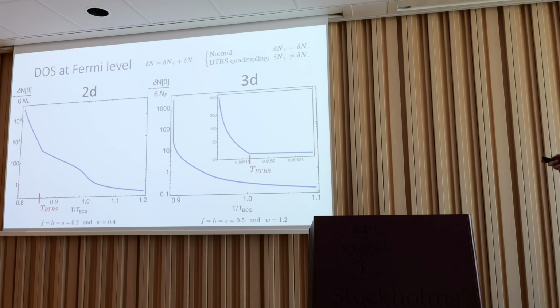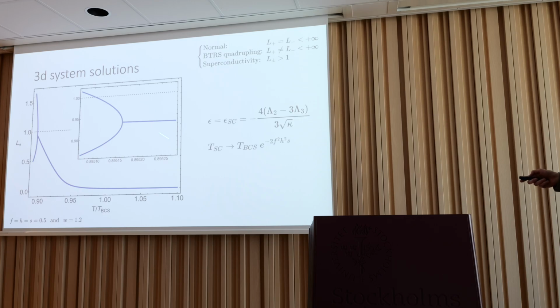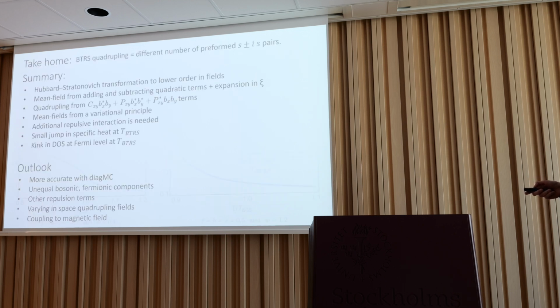And the point here is why it happens: this change in density of states is just a sum of the density of states for the S plus S and S minus S components, and when it's normal, they are equal. But if it becomes BTRS quadrupling, they become non-equal, and it's dominated by the biggest one of them. As you saw, for example, on these plots, the rate of change of the number of particles in each component changes abruptly at this point. So this causes that kink in the density of states. Yes, and that's it. Thank you.